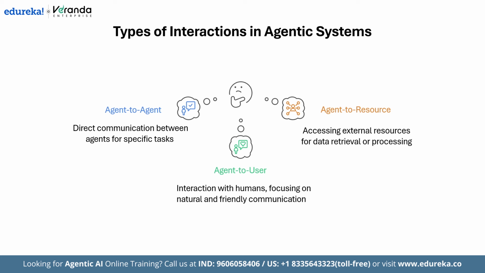Next, we have agent to user, which is AGUI. This is when the agent talks to you, the human. Like when you chat with ChatGPT, ask Siri to set a reminder, or use Google Assistant. Here, the focus is on understanding intent and making communication natural and human-friendly. Next, we have agent to resource, which is A2R. This is when an agent accesses external resources like databases, APIs, or files. For example, your AI analyst agent might pull data from a company database or a stock market API to prepare a report. These three types of interactions are the backbone of how intelligent systems think, talk, and act.